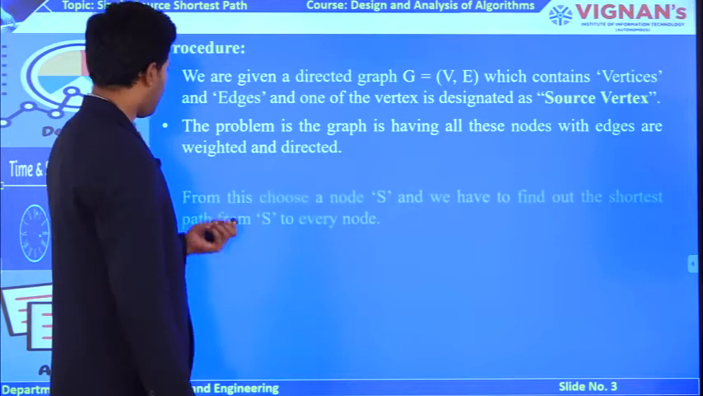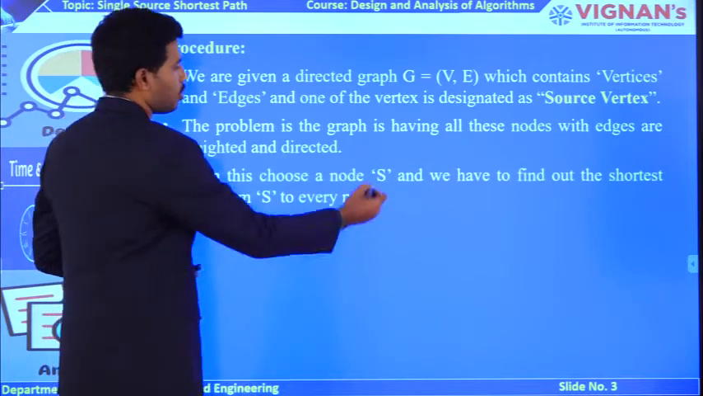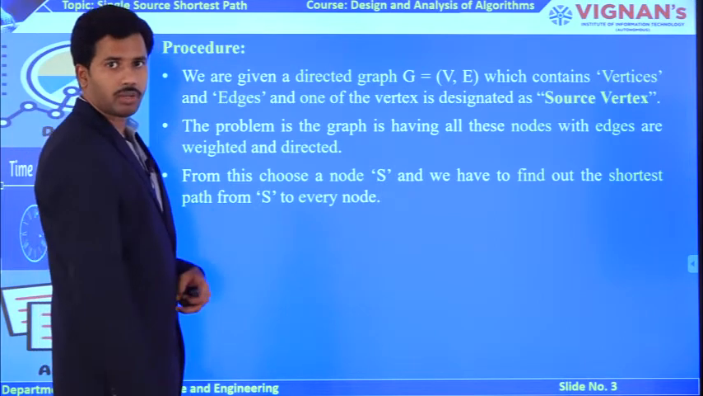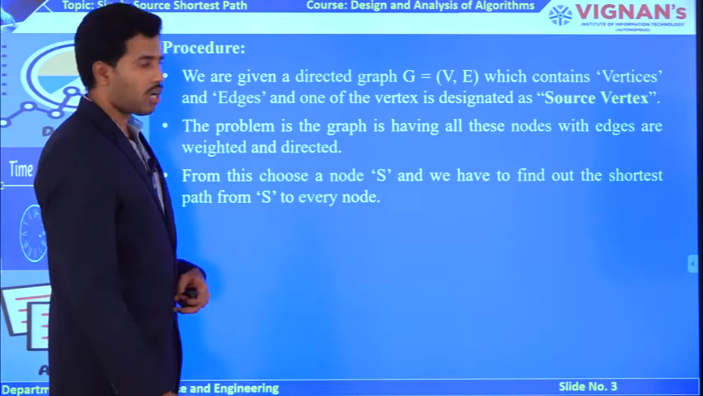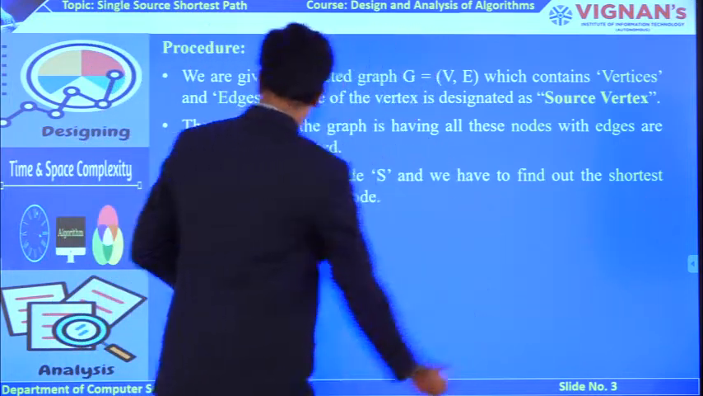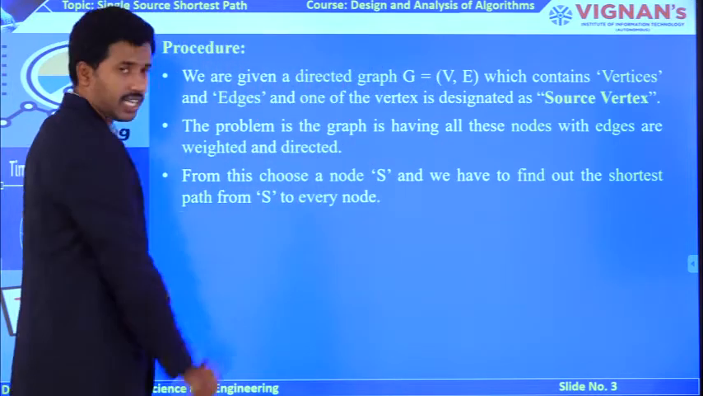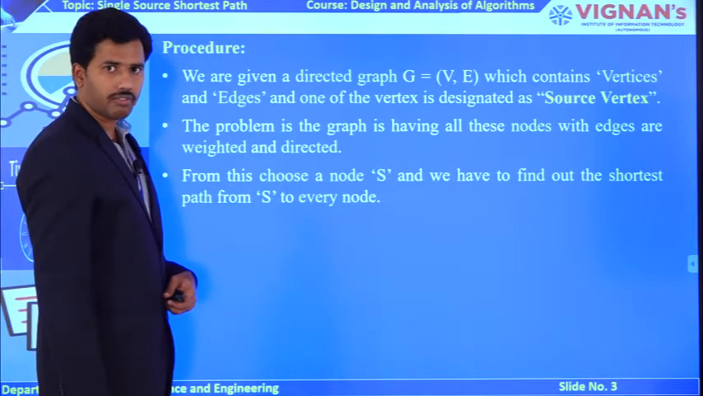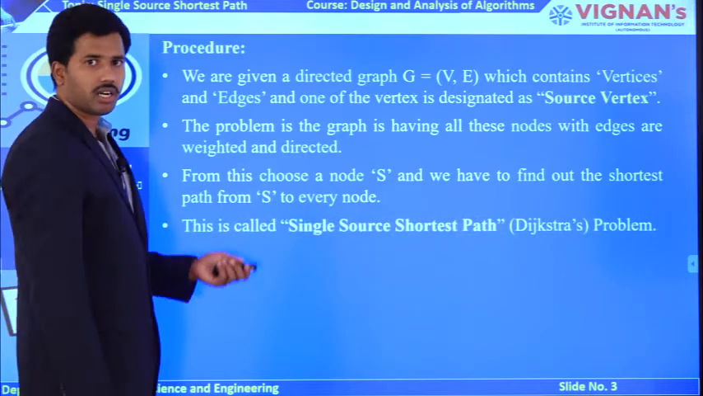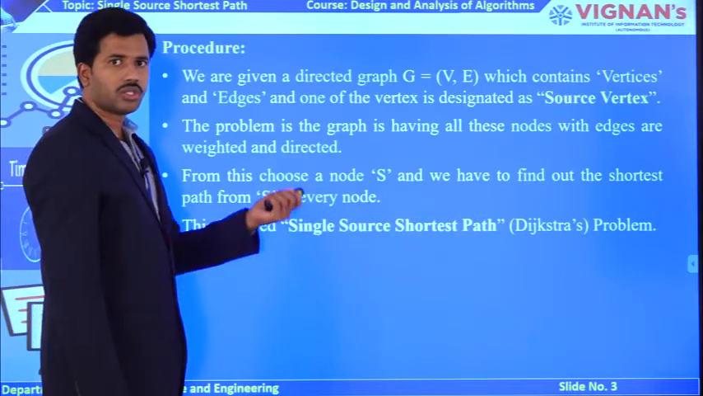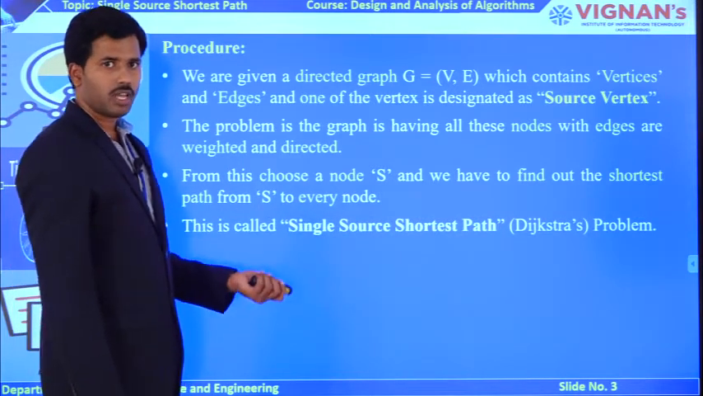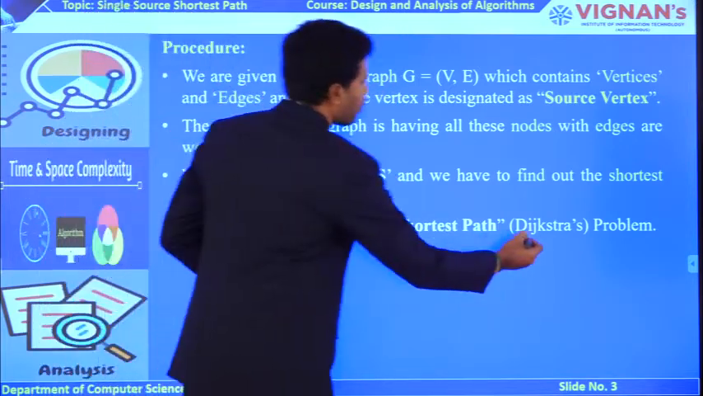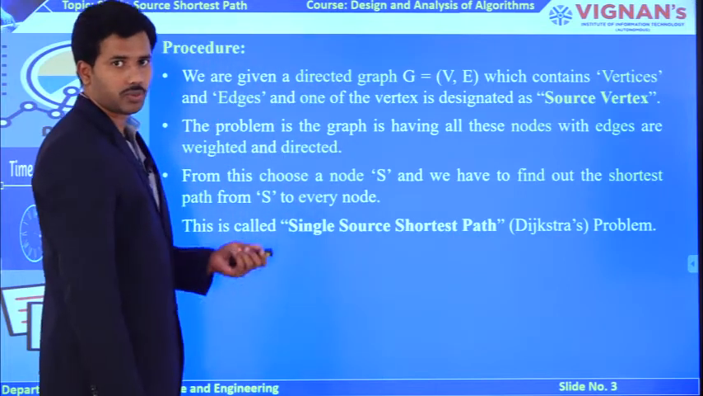From this we choose a single source node, and the remaining nodes are called destination nodes. Now your target is to find the shortest path from your source vertex S to all the nodes available in your graph. That is why this problem is called the single source shortest path problem, proposed by Dijkstra, the person who proposed this algorithm to solve this problem.